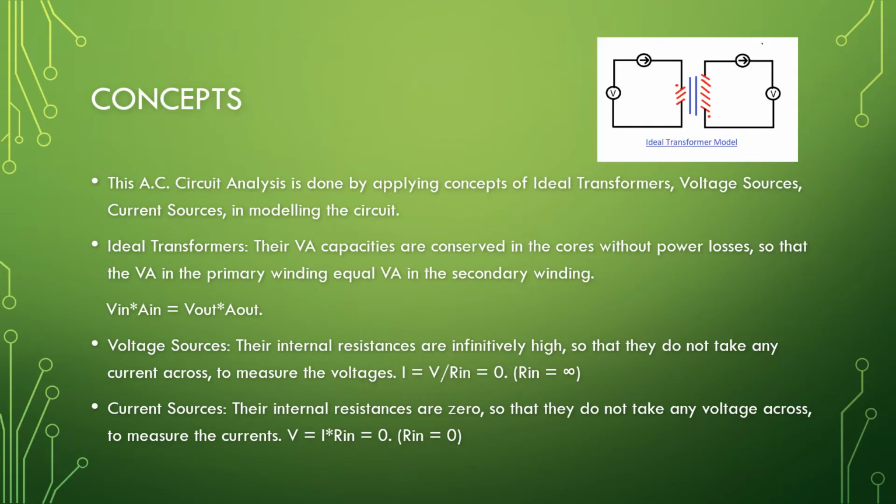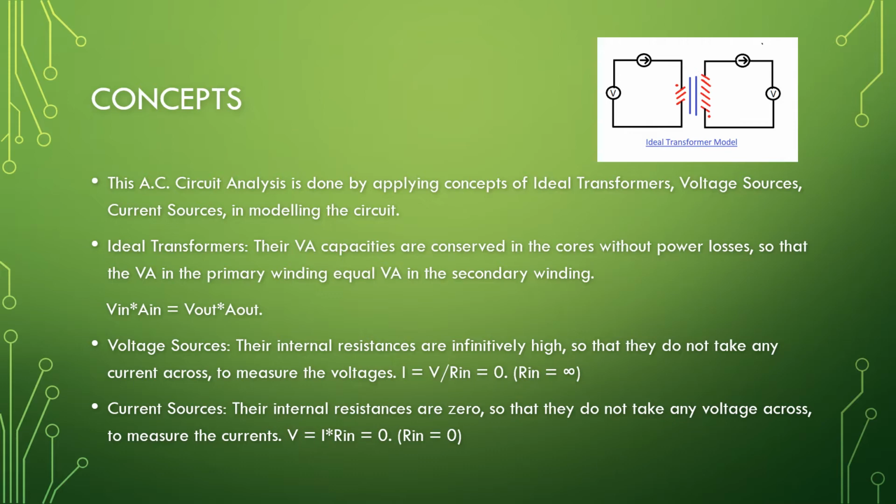Concepts: the AC circuit analysis is done by applying concepts of ideal transformers, voltage sources, and current sources in modeling the circuit. Ideal transformers, their VA capacities are conserved in the cores without power loss, so that the VA in the primary winding equals VA in the secondary winding. V in times A in equals V out times A out.